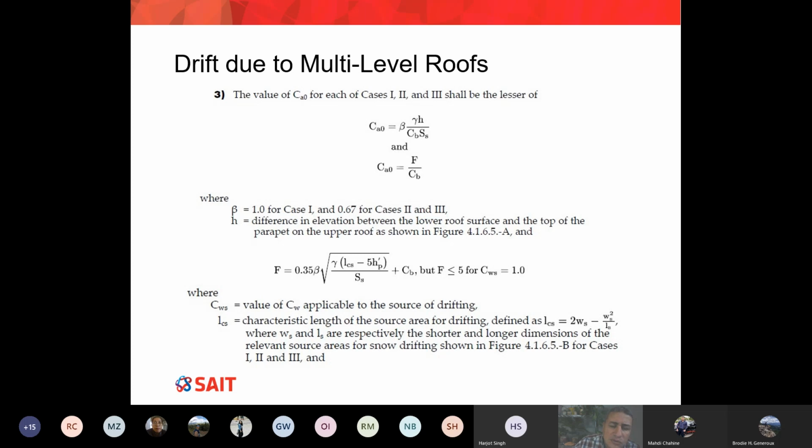Now, part of the calculation of F, you can see beta is here one more time. So beta is something you know. Gamma is the specific weight of the snow. And then you will see there is something called L sub CS.